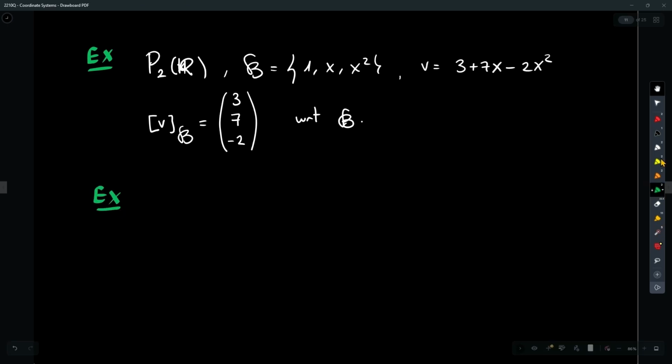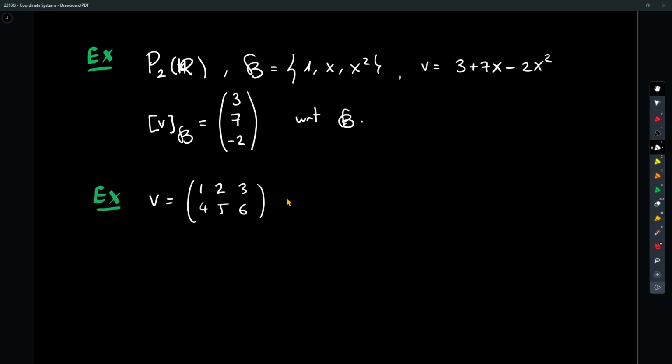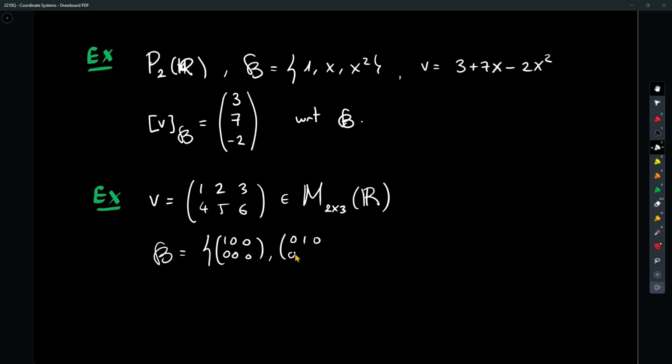I can also talk about the matrix 1, 2, 3, 4, 5, 6. This is a matrix in the 2 by 3 matrices with real coefficients, and I can come up with a basis of this space. Here is what we would call the canonical basis in this case: 1, 0, 0, 0, 0, 0, and 0, 1, 0, 0, 0, 0, dot, dot, dot, up to the sixth matrix, which looks like this.